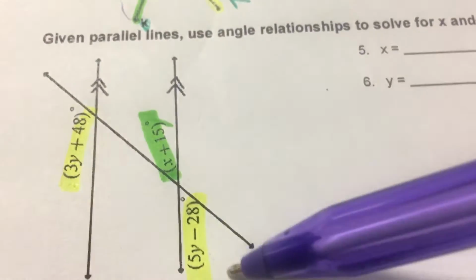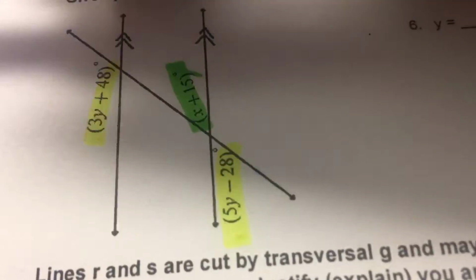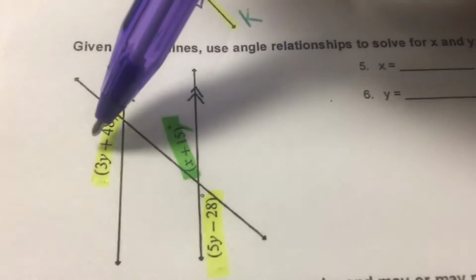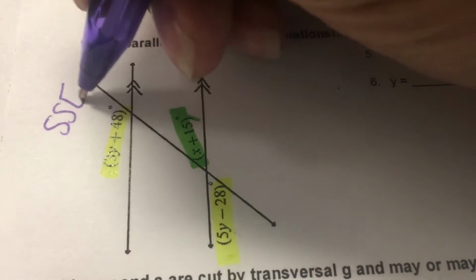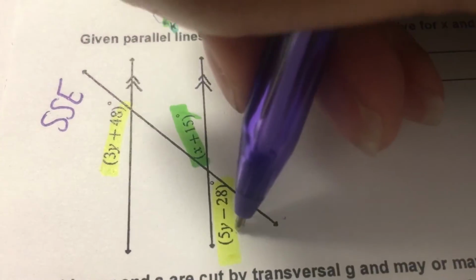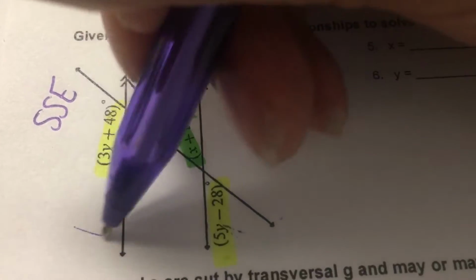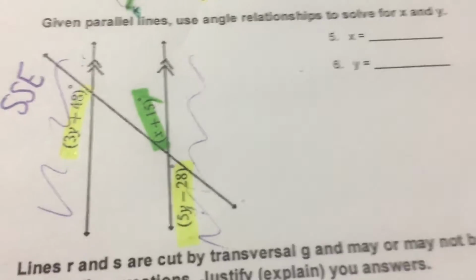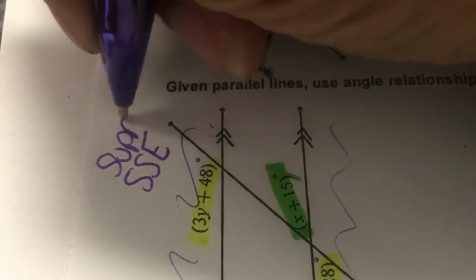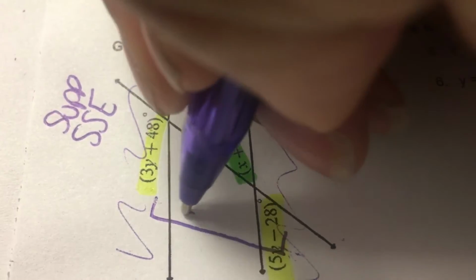So right now, these two are on the same side. They're both on the left. So since they're on the same side and both on the left, they are same side exterior. They're on the outside of these two parallel lines. See, these are parallel. They have arrows. So that means same side exterior, SS, just like my last video, supplementary. So that means you've got to add these two together and set them equal to 180.